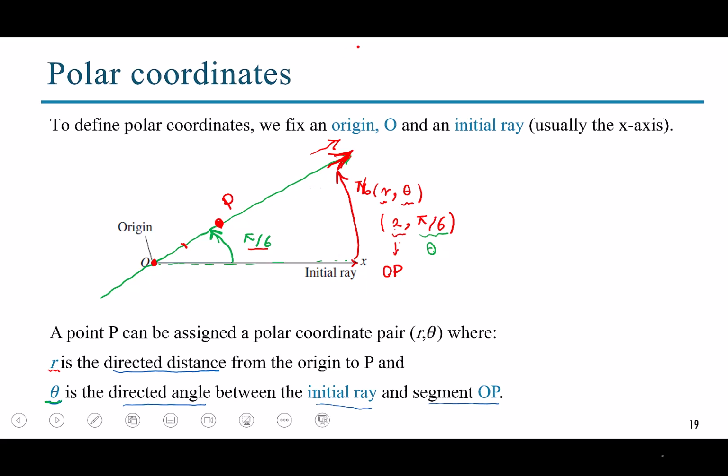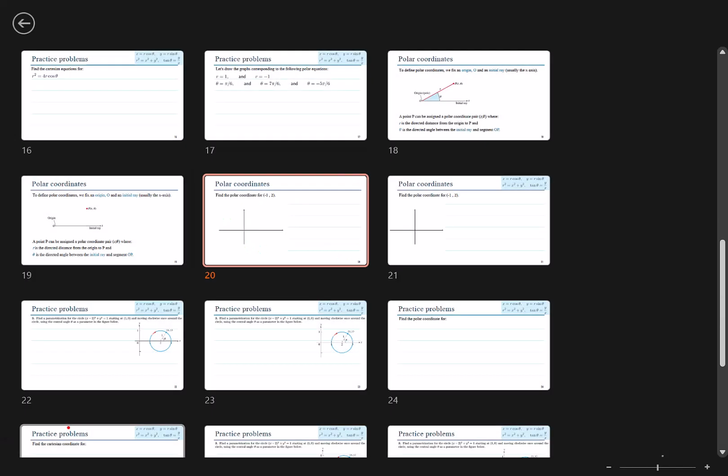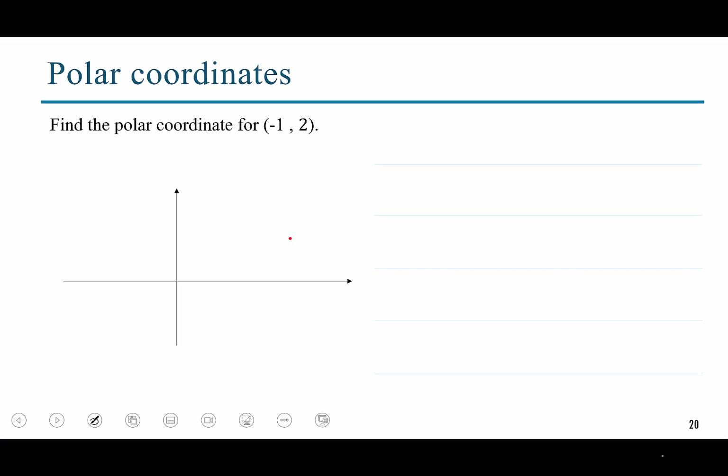Let's do an example to understand this better. Let's say I want to find the polar coordinate for a point for which I have this as the Cartesian coordinate. If this is the Cartesian coordinate, these are x and y. There are 2 ways I can do this. One, which helps me understand it better, is to graph it, okay?